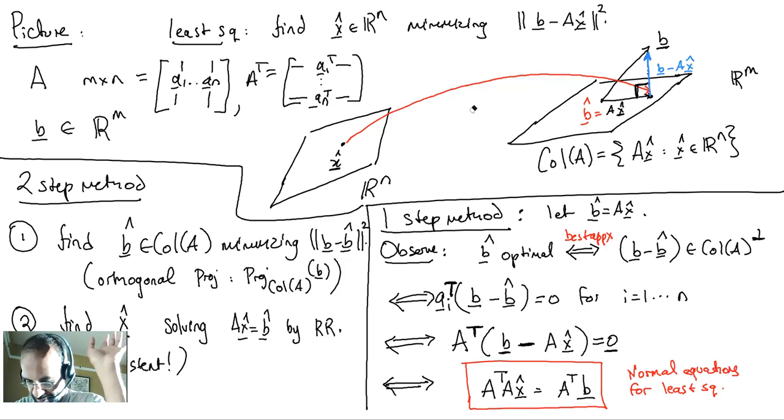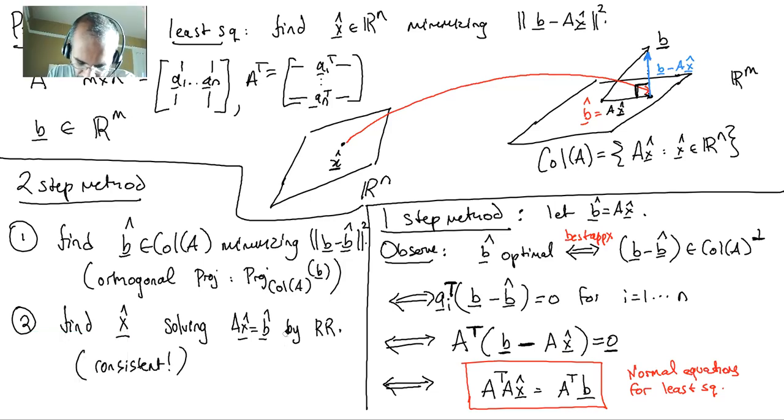Okay, so there are many ways to see it, but actually the most conceptual way is already written here, right? The system is consistent if and only if there is a least square solution. But there's always a least square solution, right? There is always some x hat which achieves the minimum. There is always some closest vector b hat. The two-step method proves that there's always some solution, but then that means that the one-step method also has some solution.